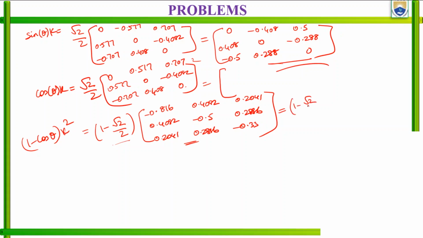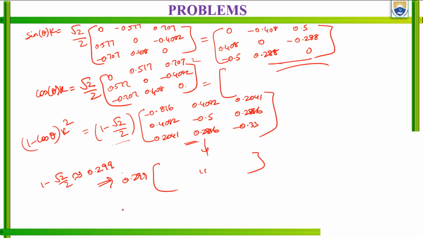1 minus root 2 by 2. This we have already written, right? So 1 minus root 2 by 2 into this k. So what will we be getting? 1 minus root 2 by 2 is approximately equal to 0.299, right? So 0.299 into this particular matrix, the same matrix. So what will the overall matrix be?